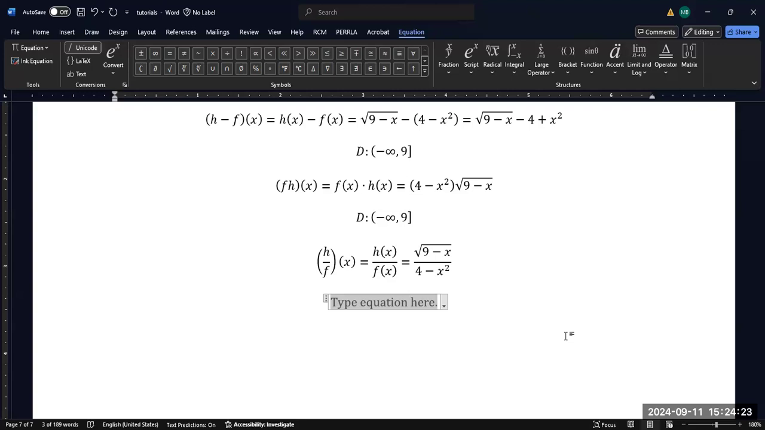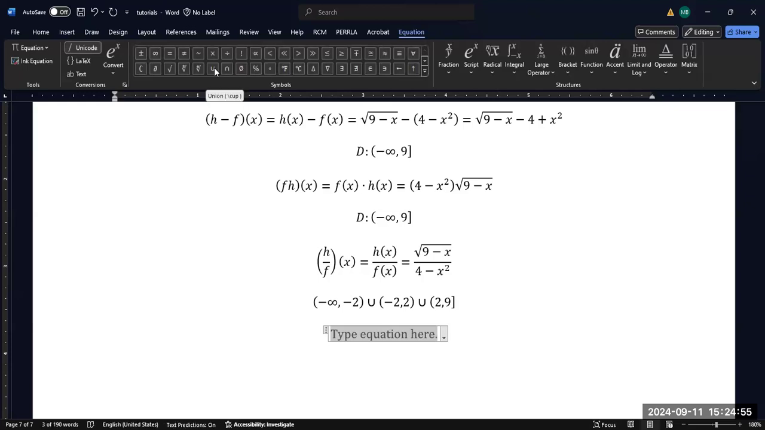So in this case, we would go from negative infinity. The denominator cannot be 2 or negative 2. If you set 4 minus x squared equal to 0, you get plus and minus 2 as your solutions. So it'll go to negative 2, and then we'll skip 2. We'll go from negative 2 to 2. We'll skip over 2, and then we'll go up to 9.